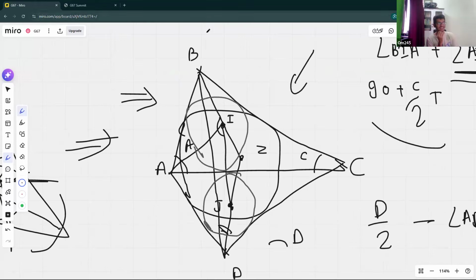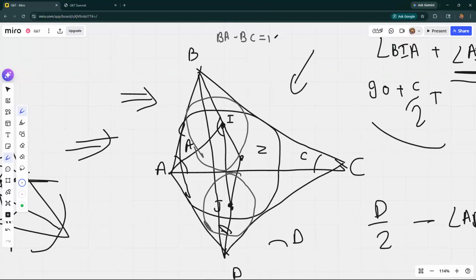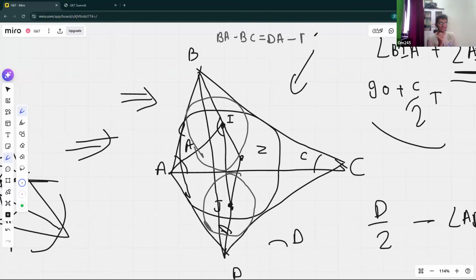Why would it imply IG perpendicular to AC? I mean, you can imply that when it is cyclic, radical axis and so on. No. So we have this condition, right? AB minus BC is equal to AD minus DC because it has an incircle. Where have you seen this expression one more time in a triangle?